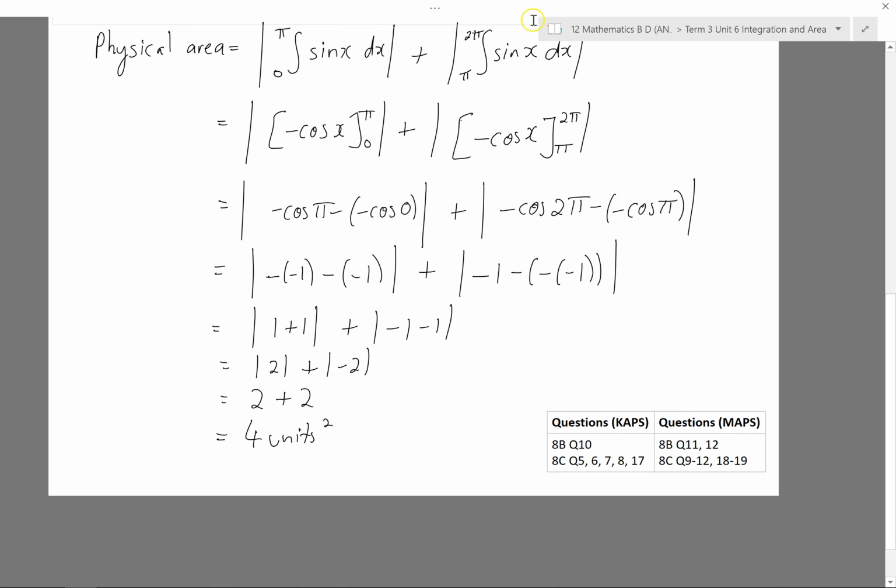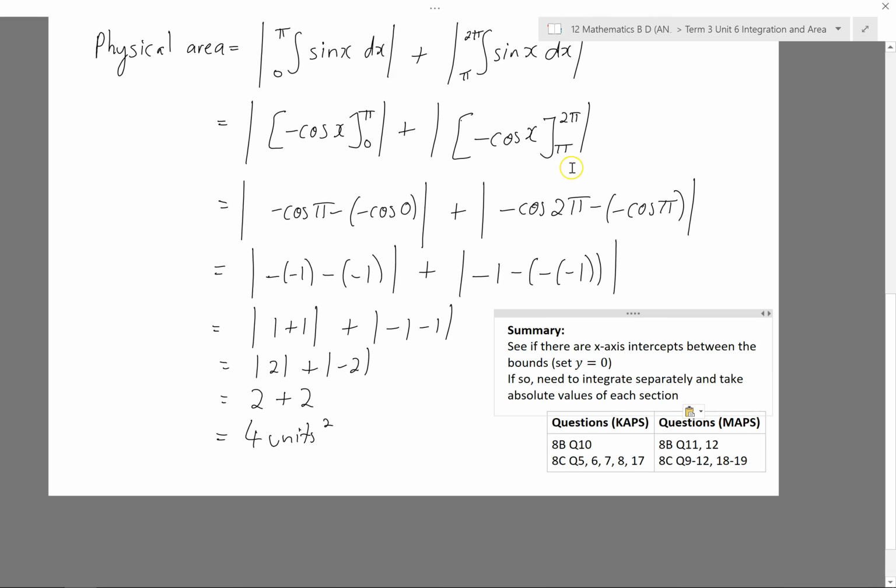Okay, and just to summarize, the process will be to see if there are any x-axis intercepts between the bounds that you're integrating. So you'll set y equals 0, or you can graph it and see where they are. And if there are, you'll need to integrate each section separately and take the absolute values of each section. There's a whole heap of questions that you can attempt, so good luck.